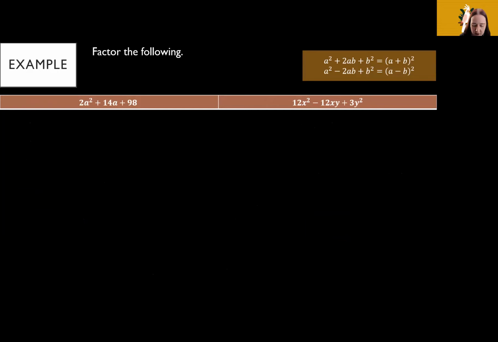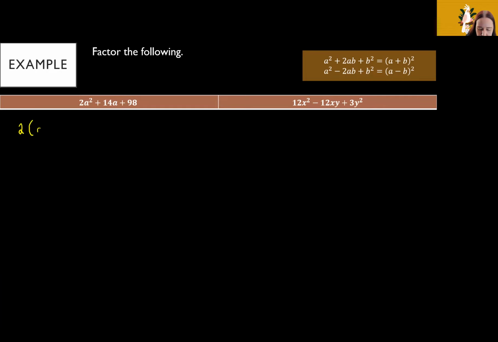So I'm going to start with the one on the left. We've got 2a squared plus 14a plus 98. As soon as that first term is not 1, it's got a number there, I need to see if there's a greatest common factor. So I can divide a 2 out of 2, 14, and 98. So that is our greatest common factor.